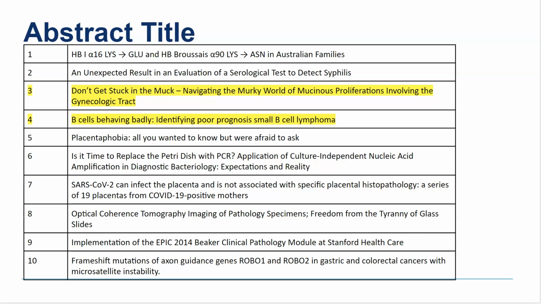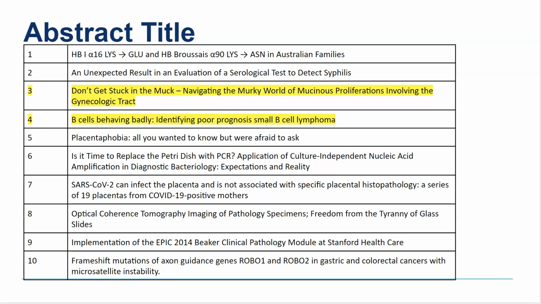Number 4, B cells behaving badly. This has anthropomorphism, idiom, and alliteration with the repeated B sound. And it's humorous and creates a visual image which makes it memorable. It makes me think of a classroom full of naughty children.